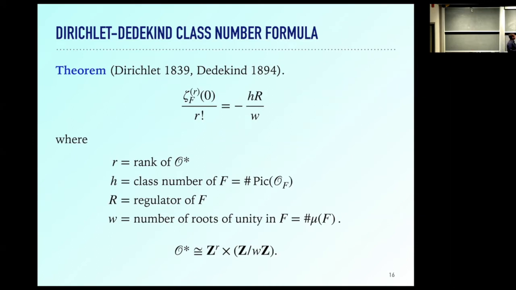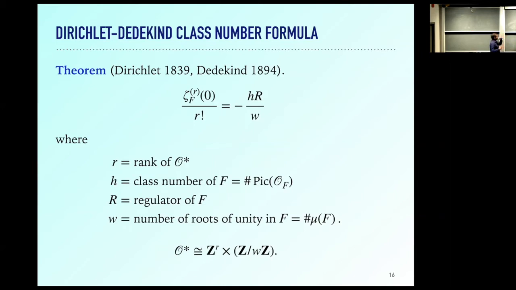Okay, so the quantities R and W can be defined together just by saying that this O star can be easily shown to be a finitely generated abelian group with a cyclic torsion subgroup. So it has the form Z to the r cross Z mod wZ. So that defines R and W.